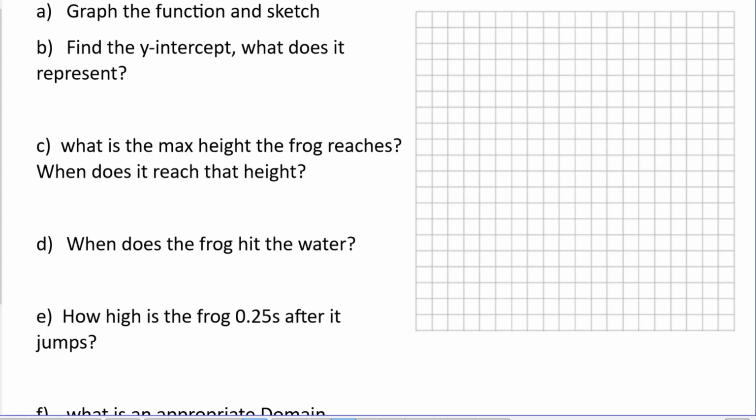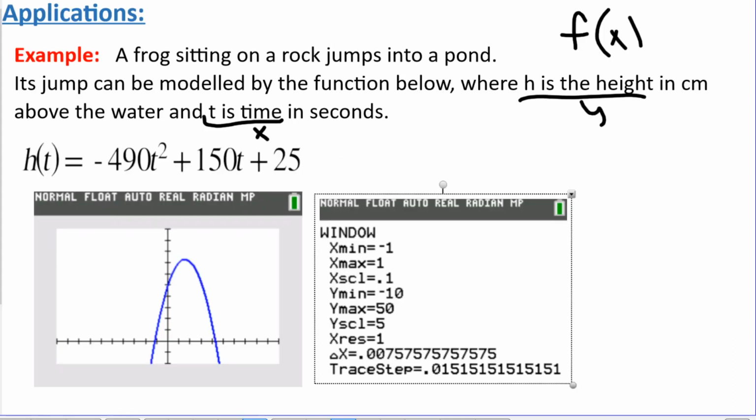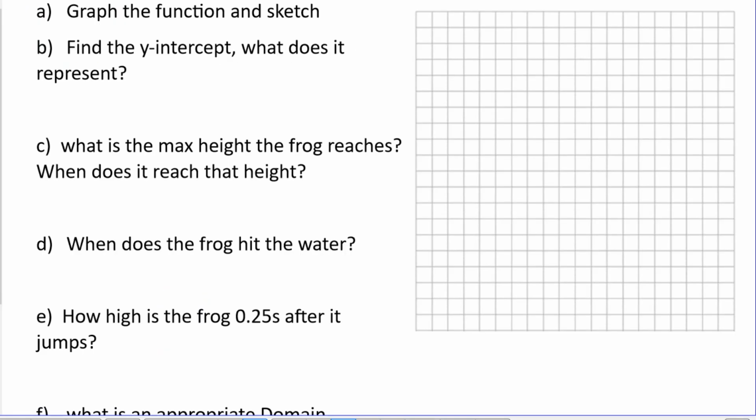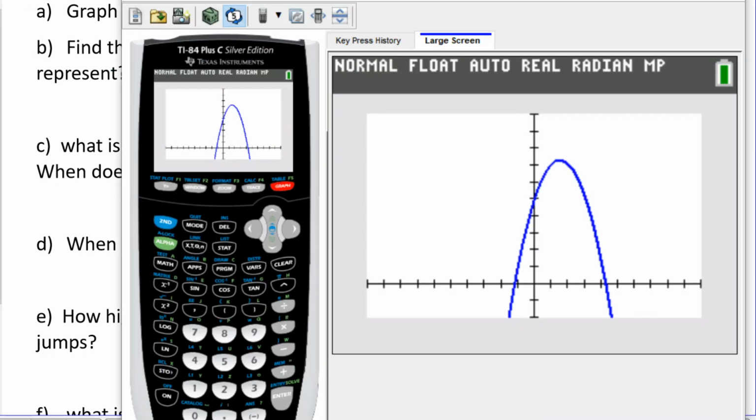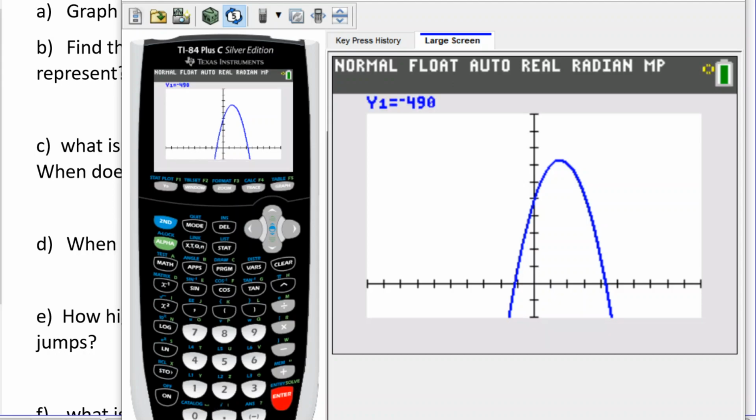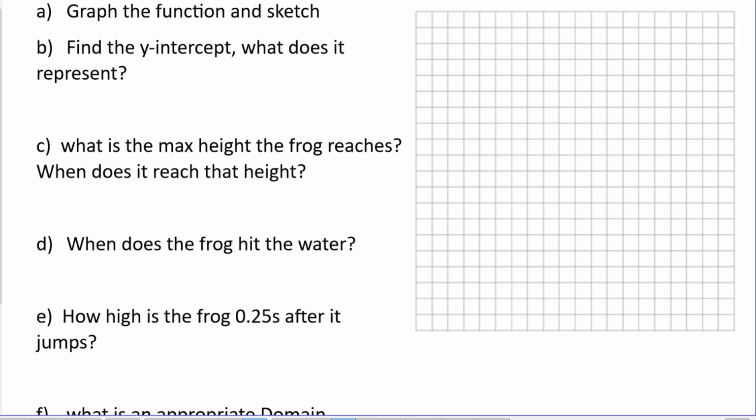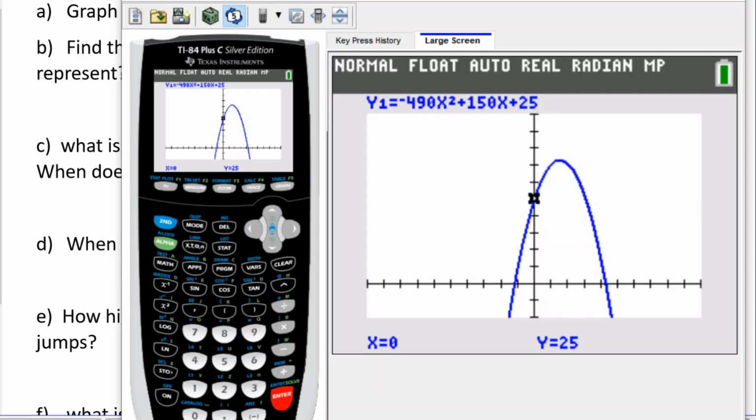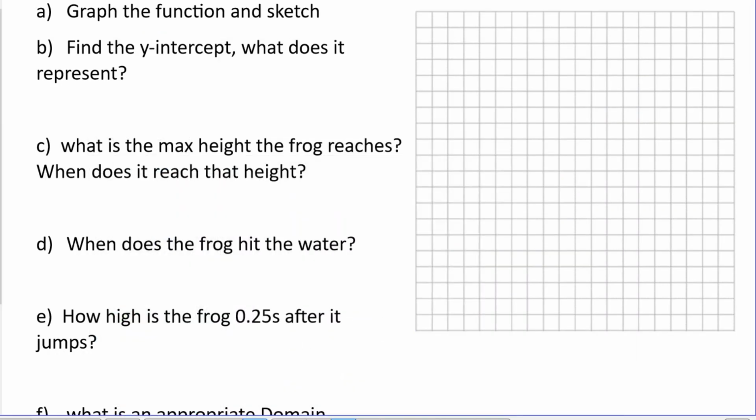So, graph the function and sketch. We have graphed it. Let's create our sketch, but let's do that by finding some specific points. So I'm going to find, we can do y-intercept first, even though we already know this. This is at 25. And I want my sketch to match what I'm seeing here. So I've changed my axes.